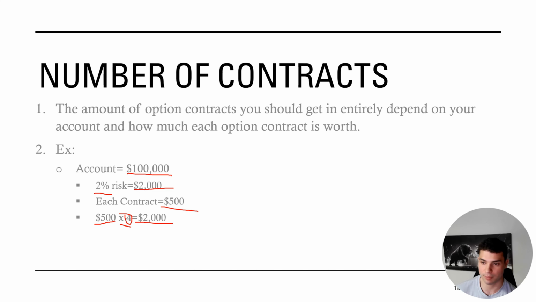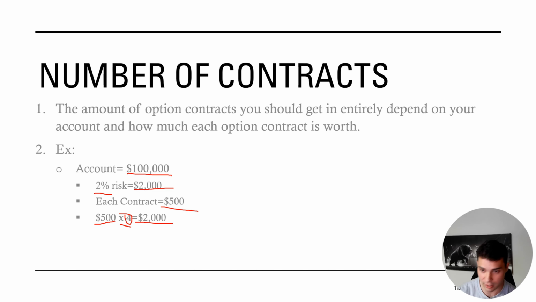So it entirely depends on your total account and how much each option contract is worth. So just do the math, right? If you have a $100,000 account and you want to risk 1% or 2% or even less, which is perfectly fine. Honestly, as a new trader, I think you should do 1% or less, but if you want to do 2%, that's still fine. Just find out how much your total account is, see if you want to risk 1%, 2%, or even less, see how much the contract is worth, figure it out and get as many contracts for that.